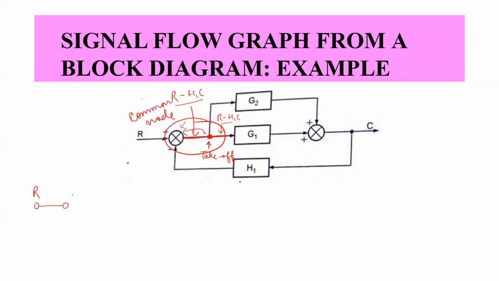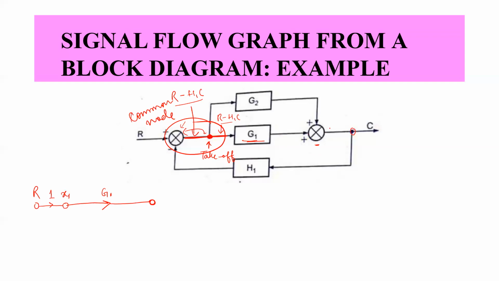right? So it is, for example, some node, let us say X1. So from this R to X1, we have a unity gain 1, right? Then we move further. So we see that we have G1. G1 will be represented as the transmittance written above the arrow. And then we have this. Now this is a summing point which will be represented with a node, right? Then again we have this one which can be represented as a node.